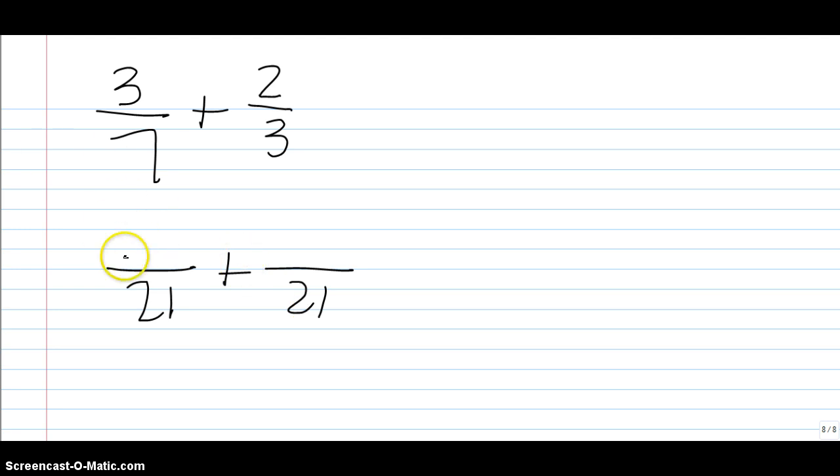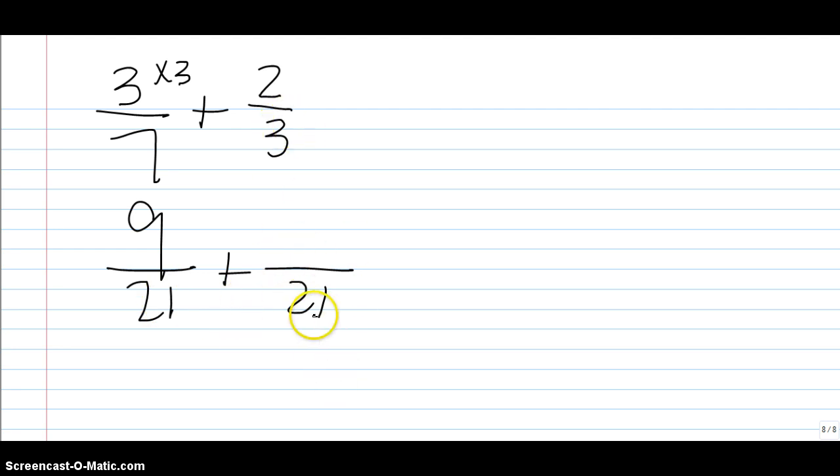So now we've got to figure out what our top numbers are going to be. 7 times what number is 21? It's 3. So that means I have to multiply 3 times 3, and that'll give me 9. So my 9 will be my new numerator, or top number. What we're doing is finding the equivalent fraction to be able to add these fractions together. So let's do the same thing with the second fraction.